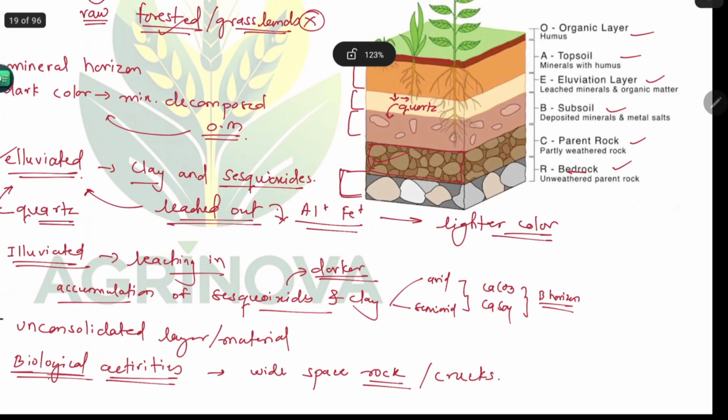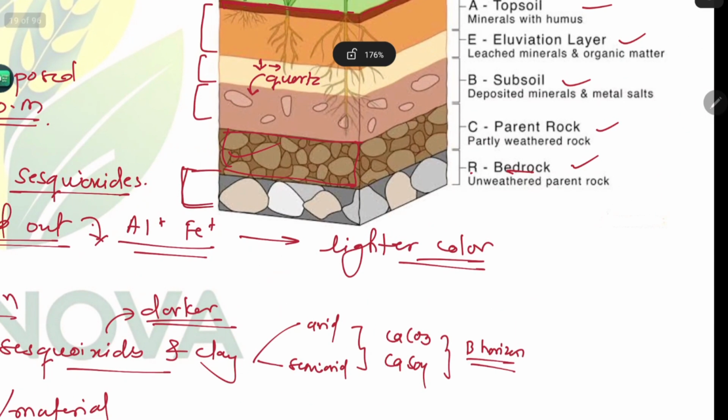There is one more horizon called the R layer, which is also called bedrock, which is beneath the C horizon. Basically it is the pure rock structure which has little or no impact of weathering.